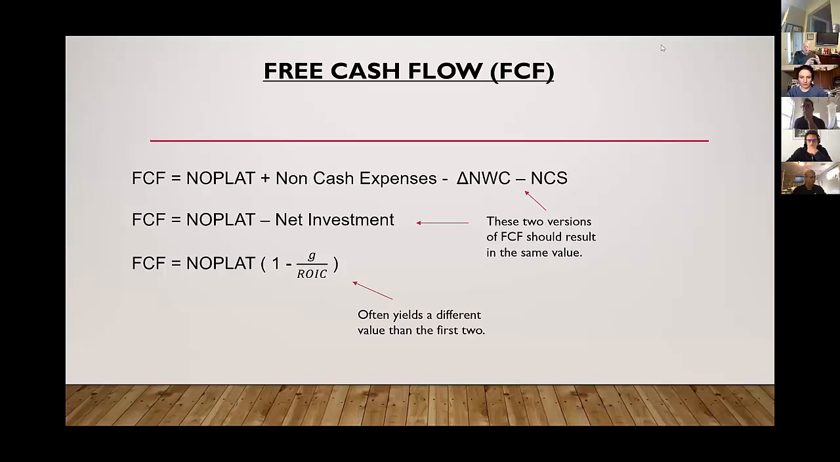If we didn't have a change in net working capital to think about, if we didn't have net capital spending, then frankly, the first part of the equation, NOPLAT plus non-cash expenses, is simply a tax-adjusted EBITDA, right? Because NOPLAT is EBIT times 1 minus tax rate, and the non-cash expenses are D&A, depreciation and amortization. So the first part of this equation is simply a tax-adjusted EBITDA. It's the second part of the equation that really causes people to run into trouble sometimes when they don't consider it.